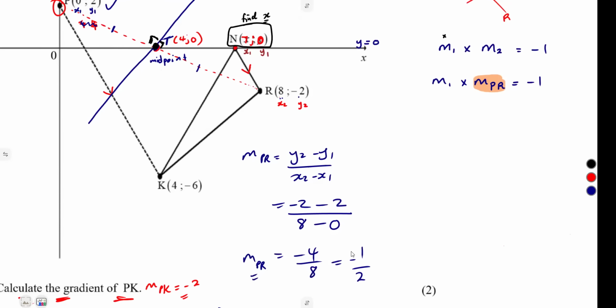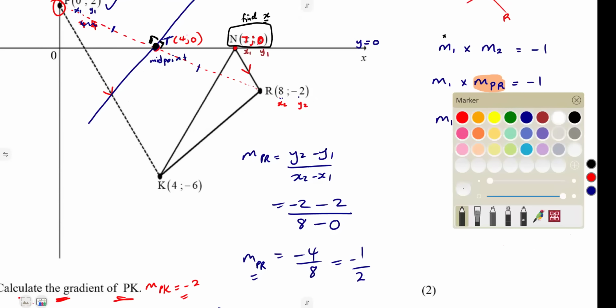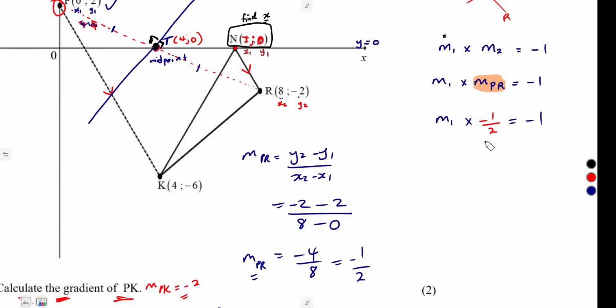This is the gradient of PR. So I'm saying the gradient of the perpendicular line, the one that we do not know, times the gradient of PR, which is -1/2, is supposed to give us -1. So what is the gradient of the line that we want, the perpendicular line? Simply divide by -1/2. This one and this one cancel, and you have M1, which is the gradient of the other line. -1 divided by -1/2, that's a +2.